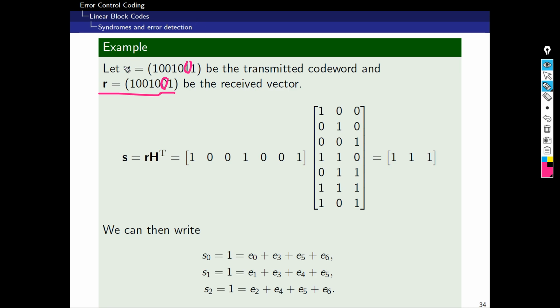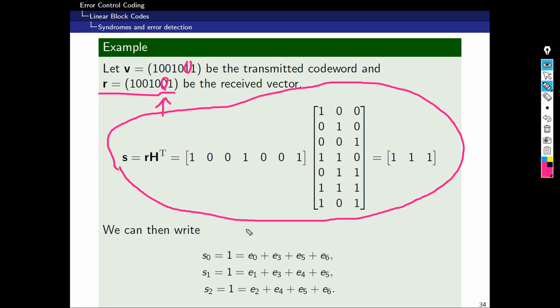I know V because I designed the questions and I sent V. The receiver doesn't know V, so you cannot easily say that the error is here. The receiver only knows R, but he doesn't know V. That's why you cannot say simply the error is here. Therefore, we need to go through this complex process at the receiver to determine where the error is and how to correct it. Because I don't know V, I only have R.